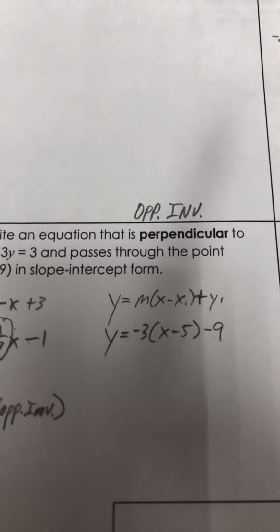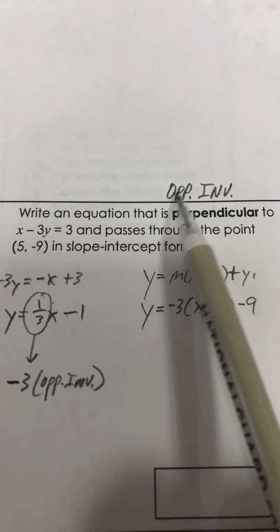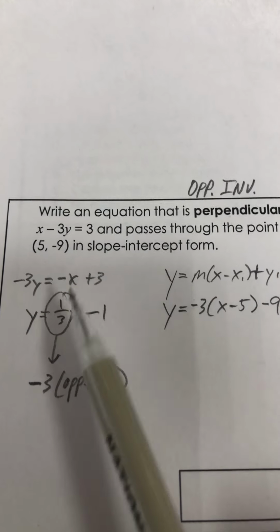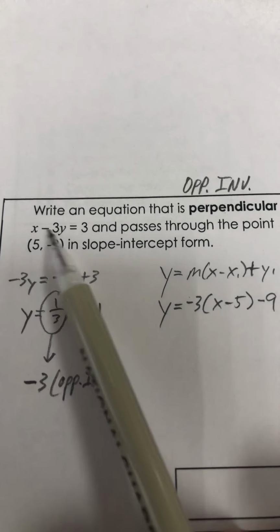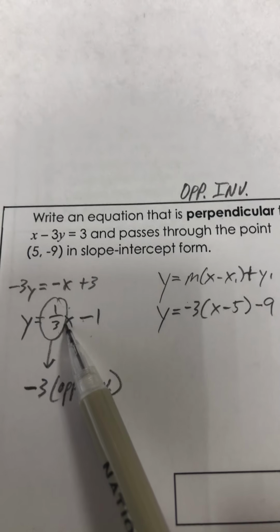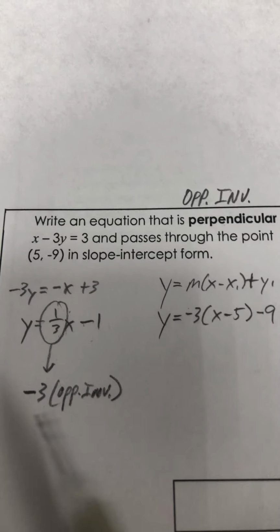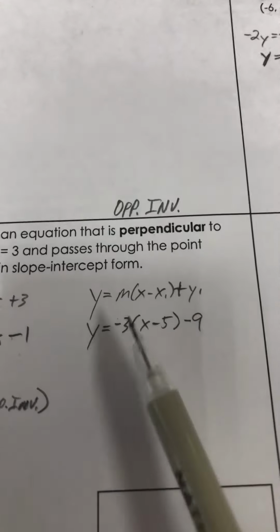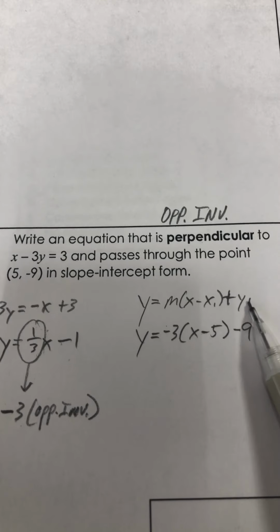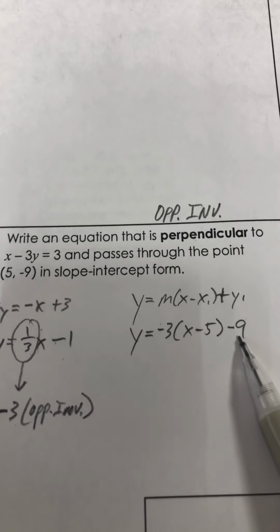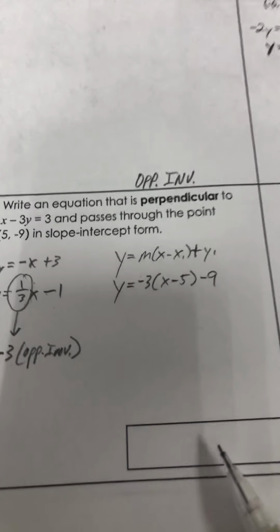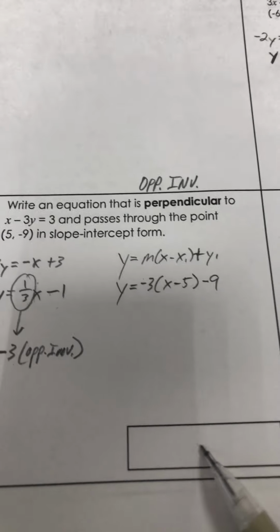This one too is the same thing, but now you're going to get the opposite inverse because it's perpendicular to this line. I went ahead and solved to figure out what the slope is for this equation, and the slope is 1/3. So the opposite inverse of 1/3 is a negative 3. So the slope's got to be negative 3. I plugged in my x1. I plugged in my y1. Solve this, and you'll get y equals something x plus or minus something, and then that will be your answer for that one.